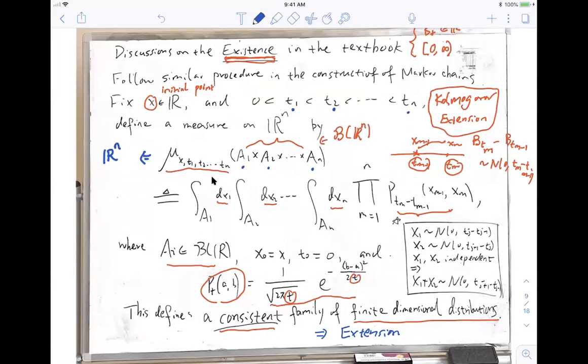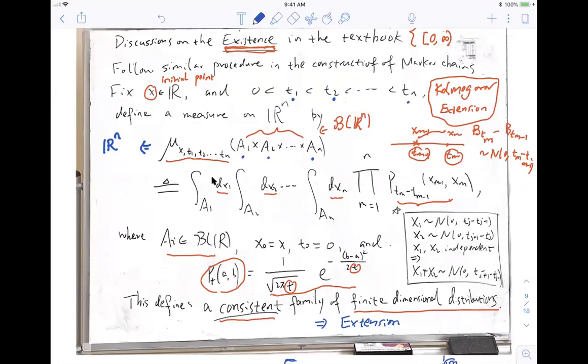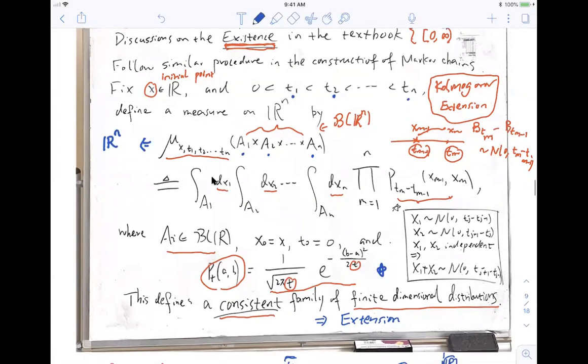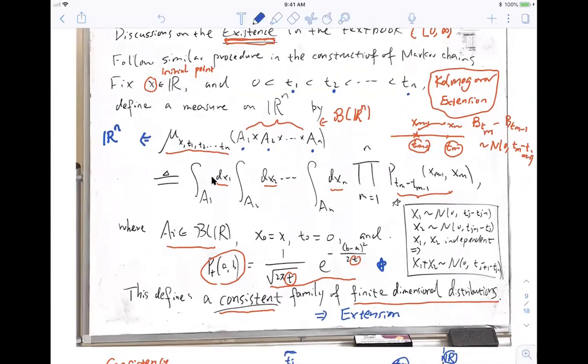So this is just defined by the transition probability, right? The transition probability is given by the heat kernel. So this is the heat kernel, or the density function of a Gaussian process, a standard normal variable. Okay, from the transition function, this formula is exactly used to define the finite dimensional probability in a Markov chain.